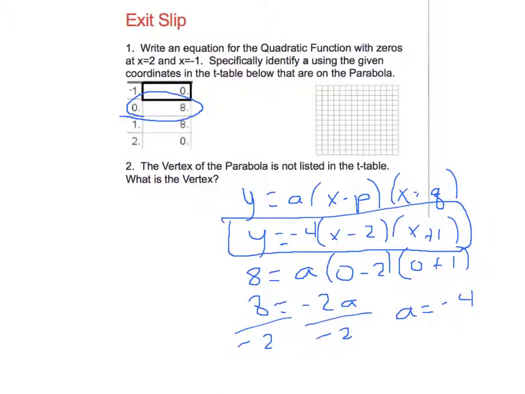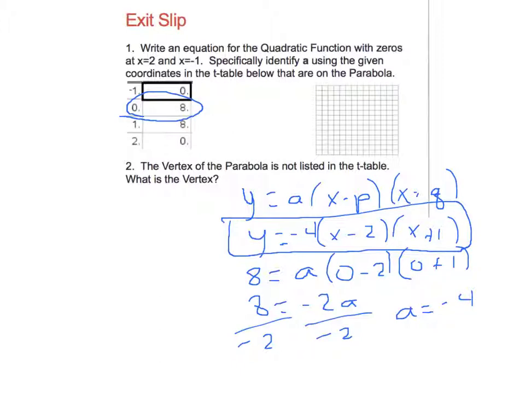And then once you use that specific equation, now I ask them, well, the vertex of the parabola is not listed in the t-table, what is the vertex? And they can just use their prior knowledge from the lesson that we used to find the vertex. So we know that the vertex is directly between the two x-intercepts.